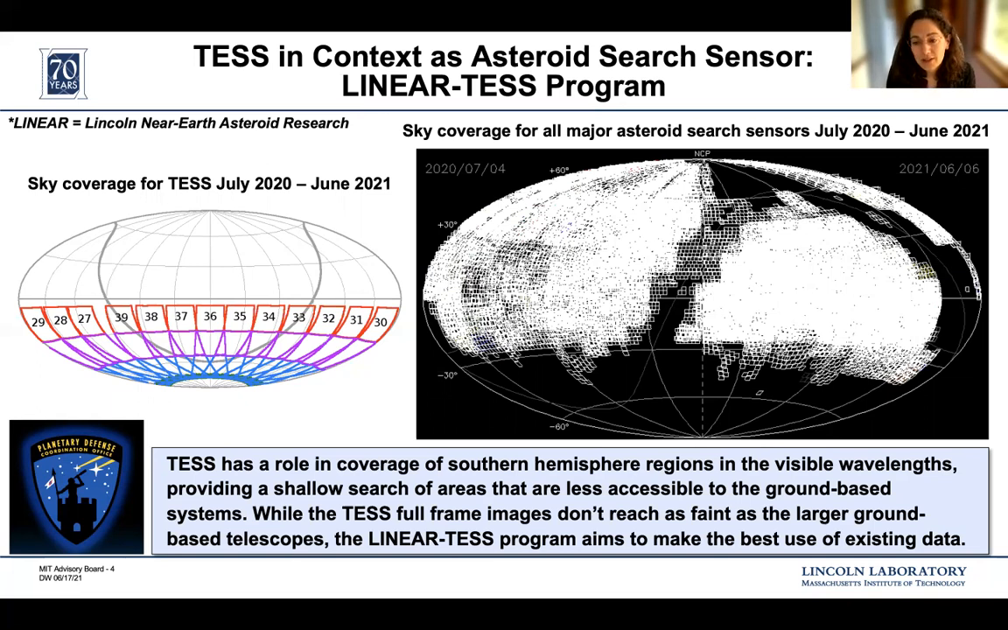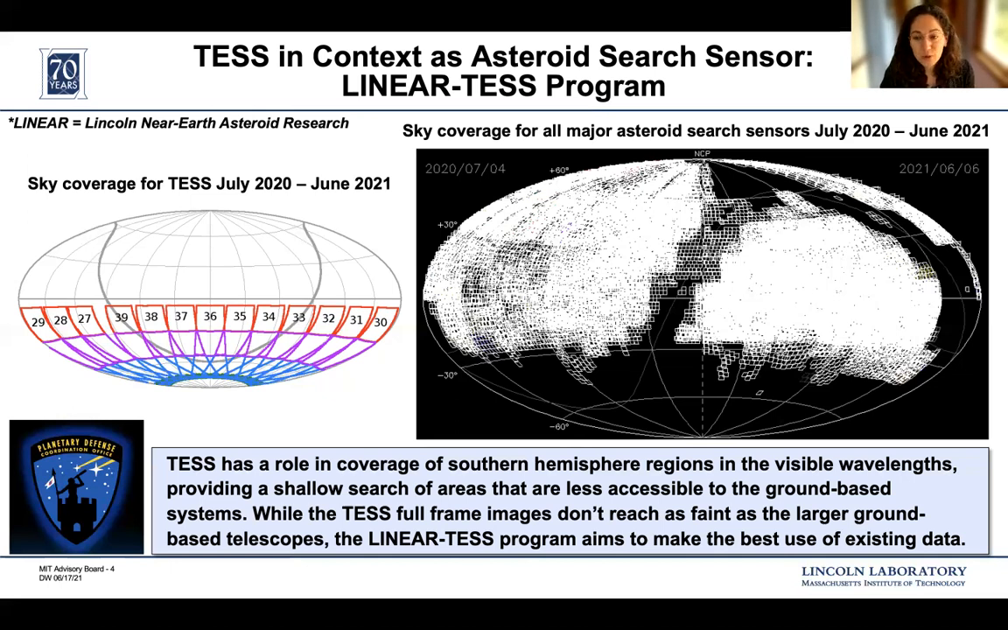And while the TESS images from the 10 cm aperture telescope don't go as deep as the major asteroid survey programs, they provide very complementary sky coverage. It is, of course, also useful when it's looking in the northern hemisphere, potentially places that the other surveys may not be looking. So TESS has a role in sky coverage, and this was recognized by the Planetary Defense Coordination Office, who funds the asteroid search sensor programs for all the major asteroid surveys.